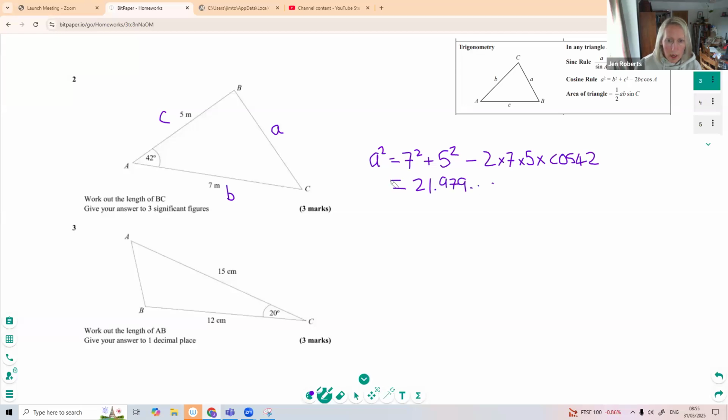Don't forget that is your a squared. So we need to square root both sides to get our a. A is 4 points. Oh no, we need it to 3 significant figures here. So 4.69.